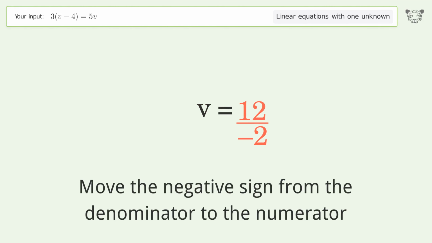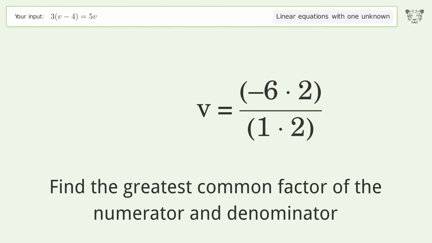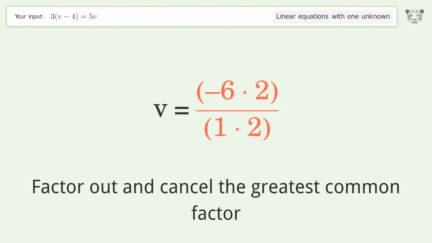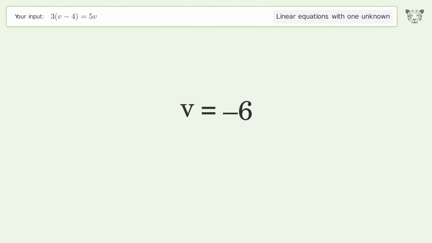Move the negative sign from the denominator to the numerator. Find the greatest common factor of the numerator and denominator. Factor out and cancel the greatest common factor. And so the final result is v equals -6.